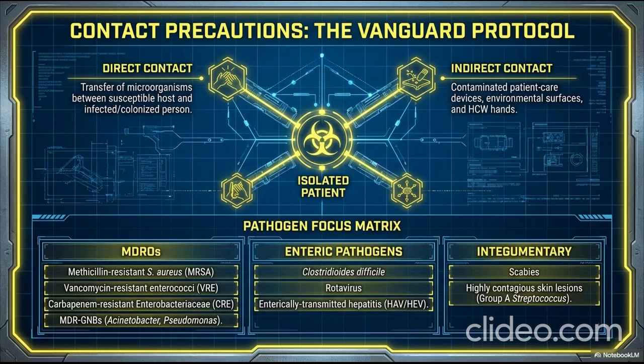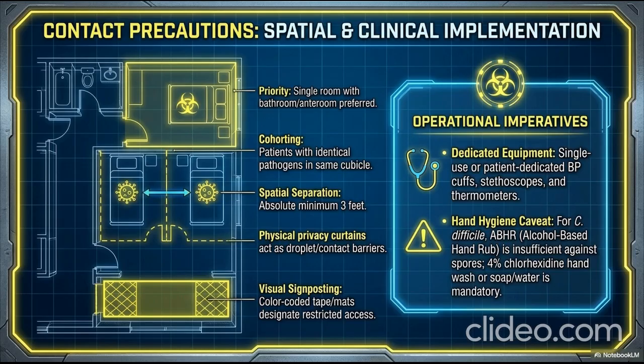Slide 5. Contact precautions, spatial and clinical implementation. While single rooms are preferred, cohorting patients with identical pathogens is an acceptable alternative if we maintain a minimum 3-foot separation and utilize privacy curtains as physical barriers. A critical MD-level nuance. For C. difficile, alcohol-based hand rubs are insufficient against spores. A 4% chlorhexidine hand wash or soap and water is mandatory to ensure mechanical removal of the pathogen.